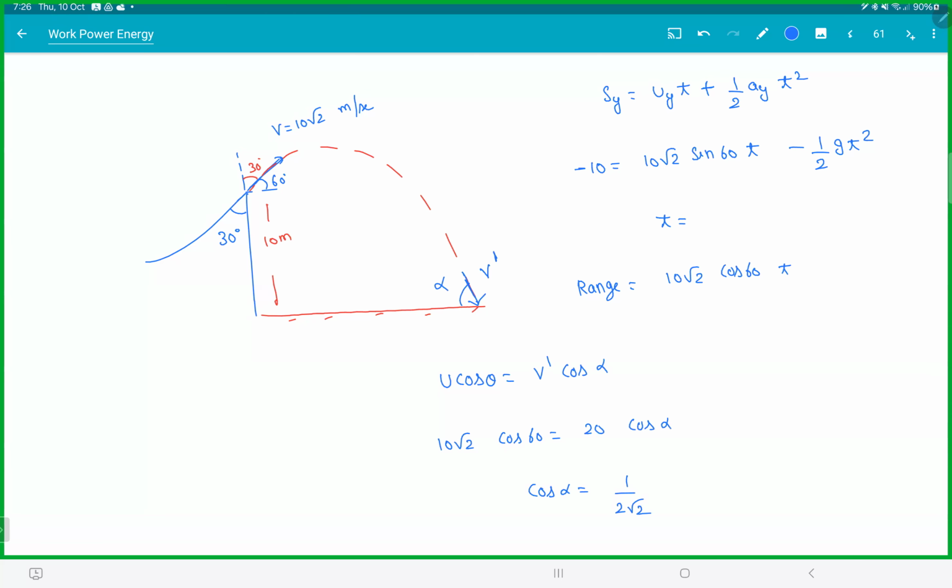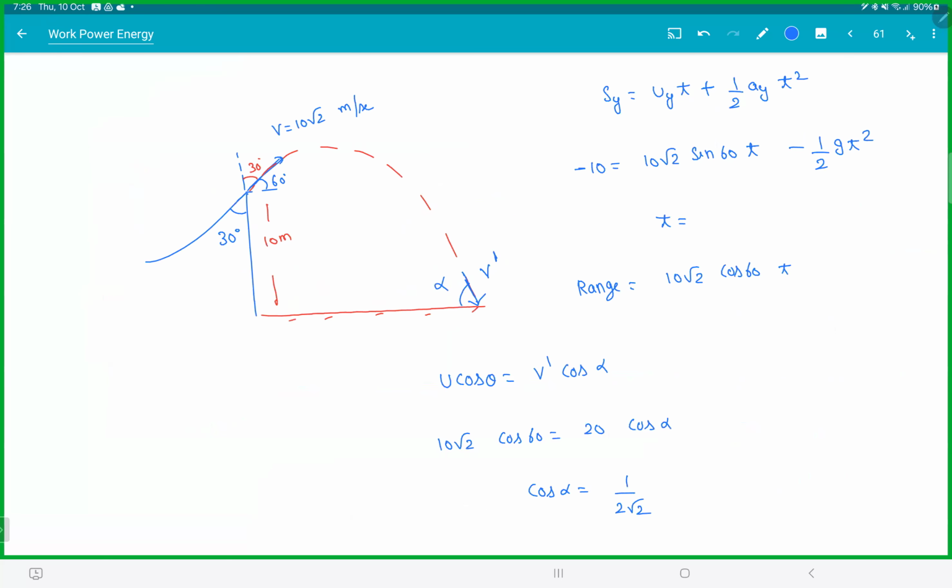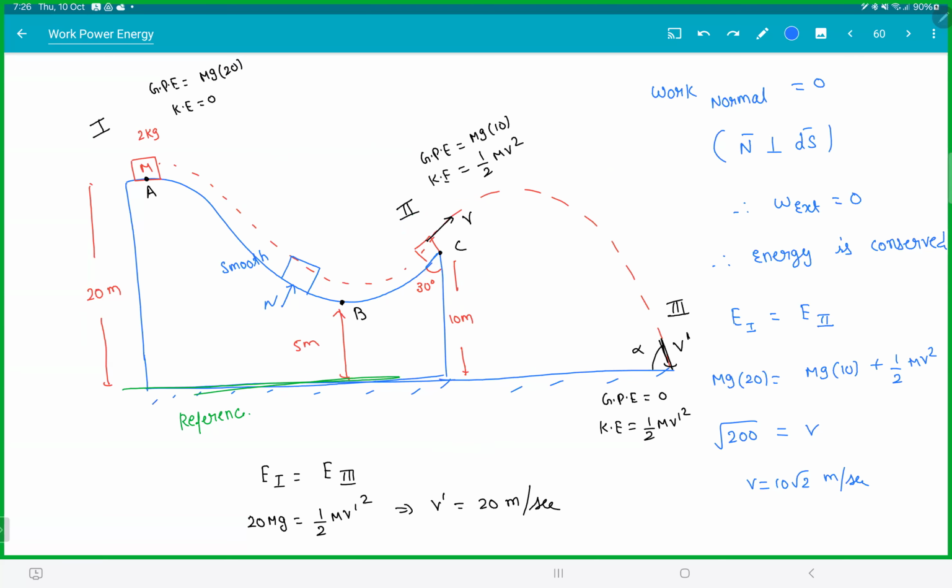So if they ask you this question in the exam, where they ask you to find alpha directly, then you have to find v here, then you have to find v dash here, and then use v cos 60 is equal to v dash cos alpha. Please check. First of all, everyone is clear? State 1, state 2, state 3? You can define anything as any state you want. It doesn't matter.